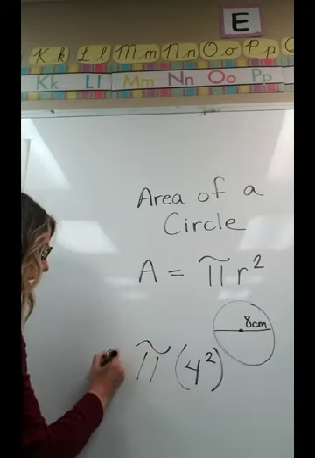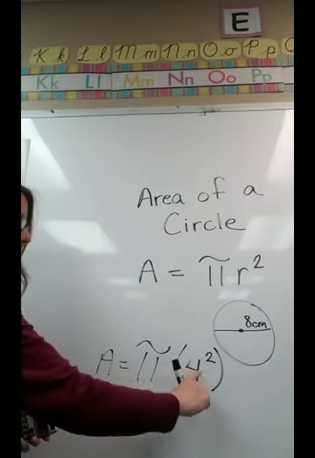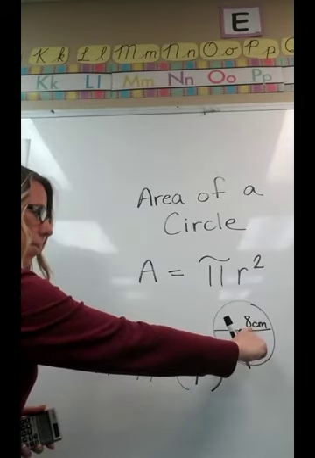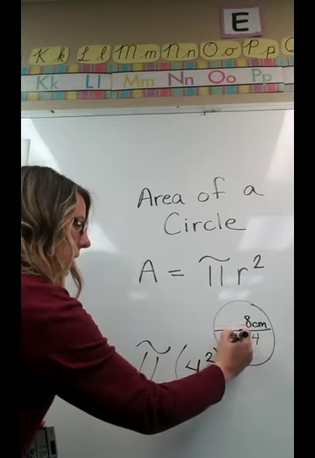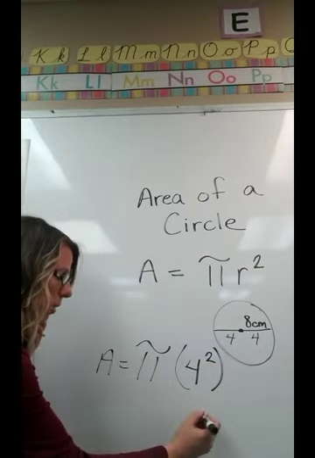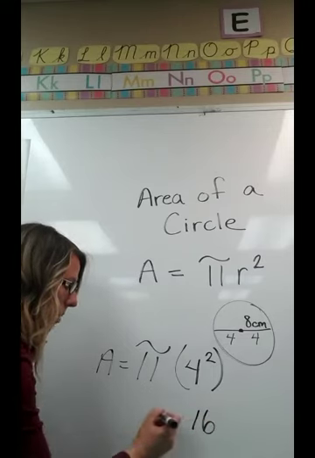So we have 4 squared pi. So area equals pi times 4 squared. We made this diameter of 8. Half of that would be a radius, right? 4 on this side, 4 on the other. So we want the radius, so it'd be 4 squared. What's 4 times 4? That'd be 16.